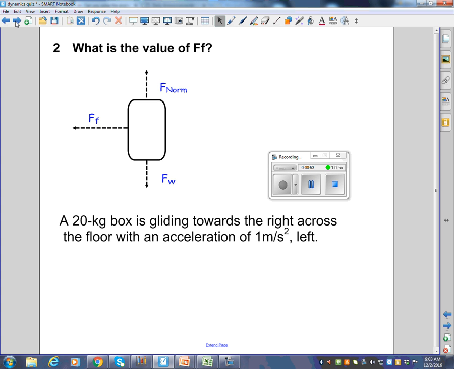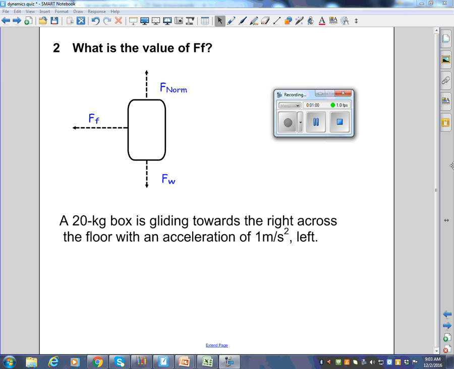So what did you get for number 2? What is the value of the friction force? A 20 kilogram box is gliding towards the right across the floor with an acceleration of 1 meter per second squared to the left. Many people wanted to do this. I don't know why. There is no applied force. It would have told you that there was, right?